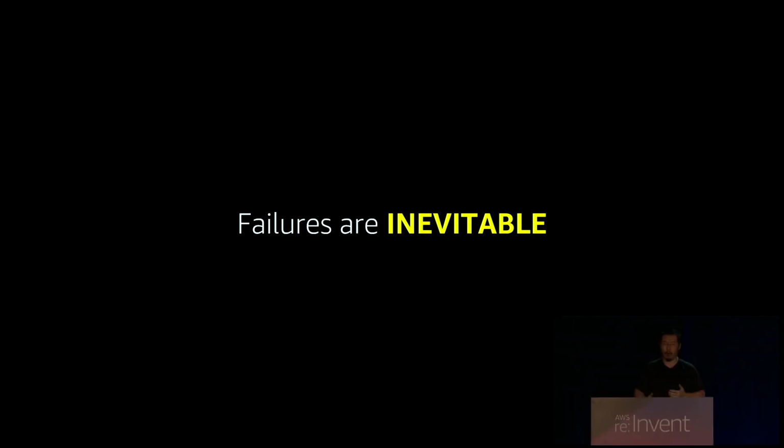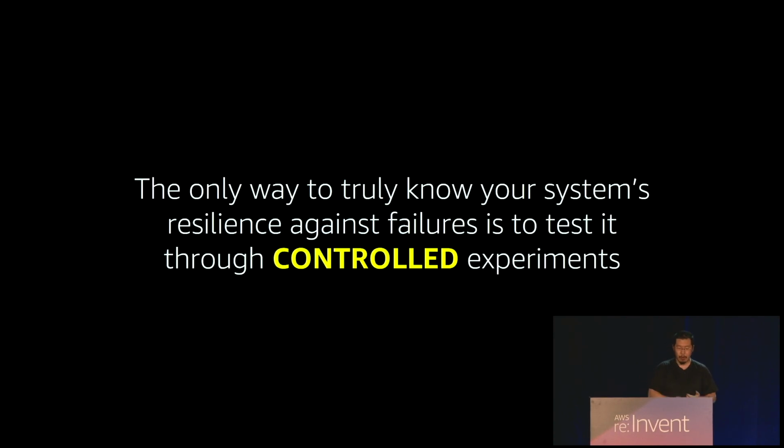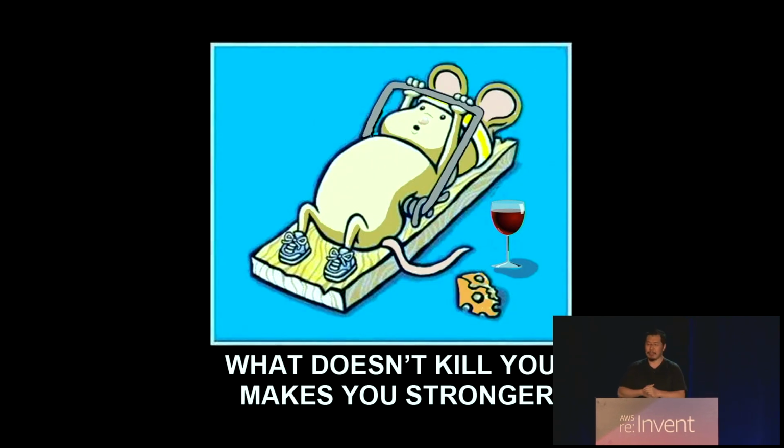So as a quick recap, failures are inevitable, regardless of whether your code is running inside an EC2 VM, or inside a container, or inside a Lambda function. And the only way for us to truly know that our system is resilient against different forms of failures is to actually test it through the use of controlled experiments. And over time, as we do this, we can start to actually build confidence that our system would be fine.